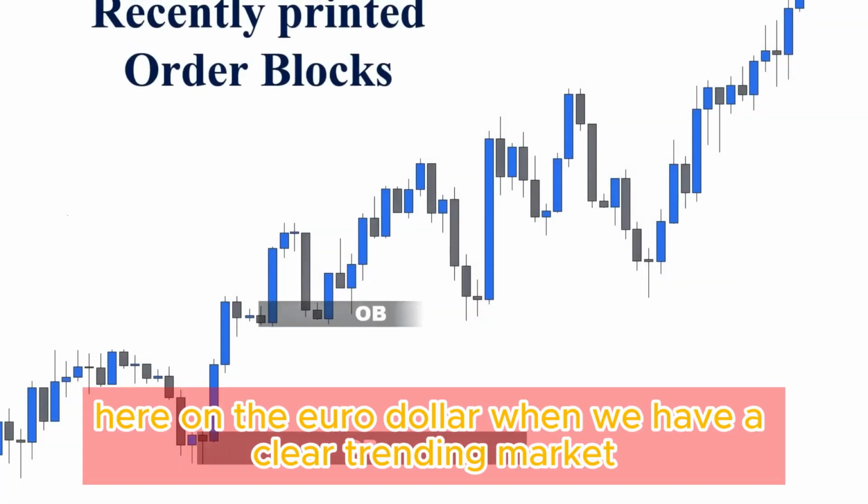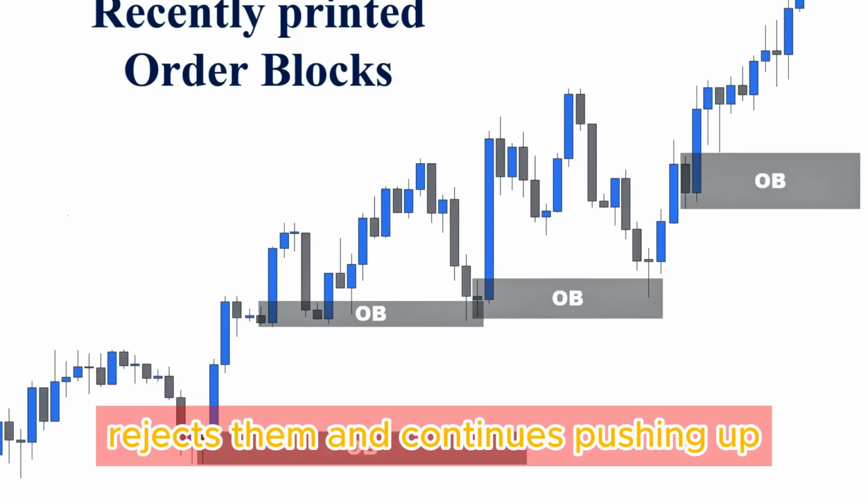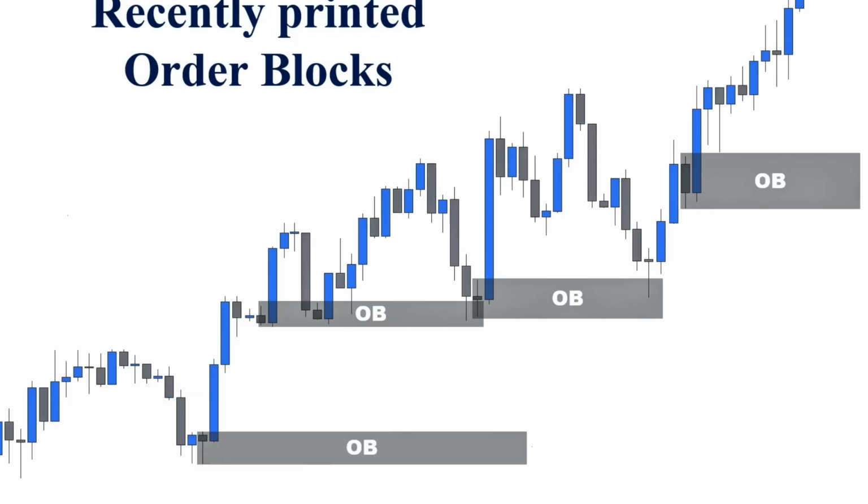Here on the euro-dollar, when we have a clear trending market, see how often the market prints fresh order blocks, rejects them, and continues pushing up.